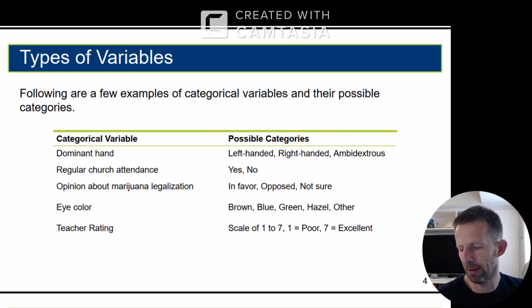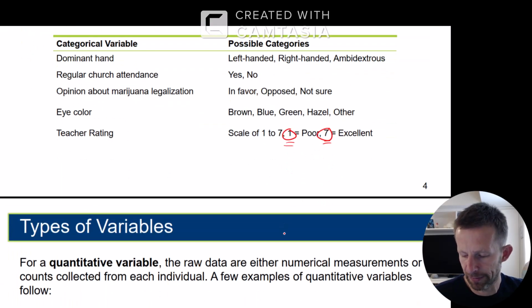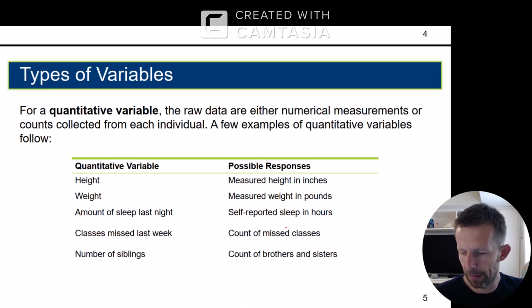Teacher rating on a scale of 1 to 7. This one's, if you define a scale from poor to excellent, 1 through 7, then this can kind of move into potentially a way to quantify these. What I mean by that is, assign numbers to different ratings, and then we can use quantitative variables. So a quantitative variable is either numerical or has to do with counts.